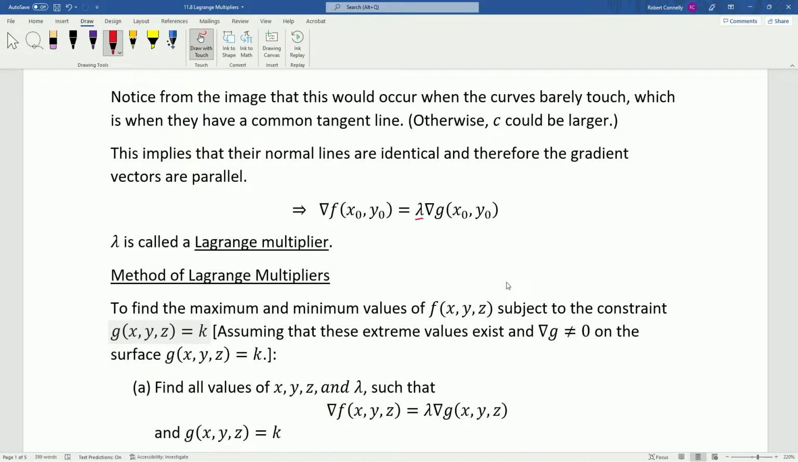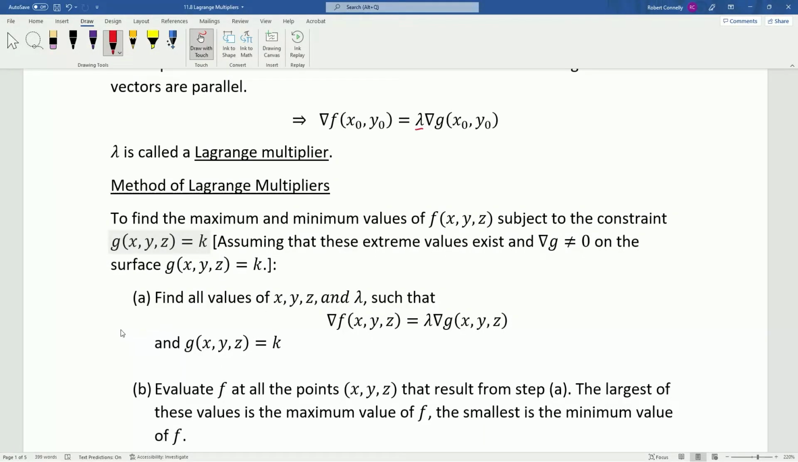So to find the maximum and minimum values of f of xyz subject to the constraint g of xyz equals k. So here we're expressing this in terms of 3 variables. It also works in terms of 2. It's a little simpler to illustrate in terms of 2, but it's the same exact idea for 3 variables. So you've got a function, f of xyz, that you're seeking to minimize or maximize. And then you have some constraint. And we just need to assume that the extreme values exist and that the gradient of g is not equal to 0 on the surface g of xyz equals k.